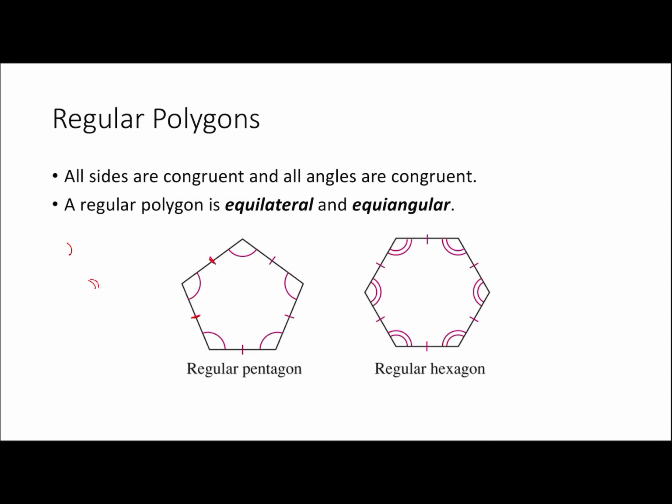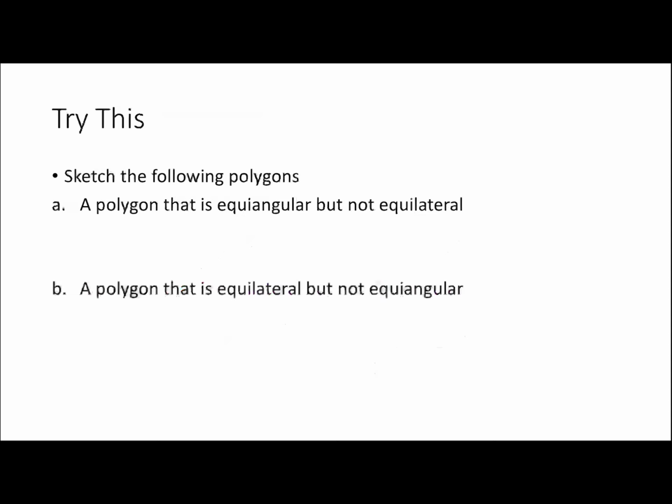So let me ask you this. Is it possible for a polygon to be equilateral and not equiangular? So think about that for a second. And then also I want us to think about, is it possible to be equiangular and not equilateral? Okay, so that's what's coming up next. So I want us to think about that.